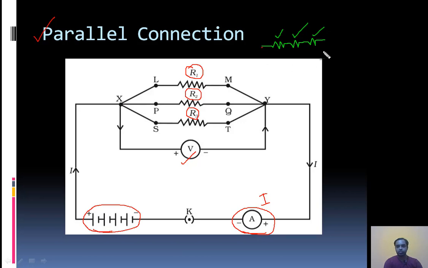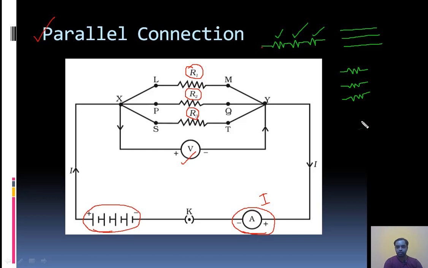In parallel connection, what happens? What is parallel? Parallel means if you consider these types of lines, they are known as parallel lines. So here what we are doing, we are taking three resistors. This is the first resistor, this is the second resistor, this is the third resistor.